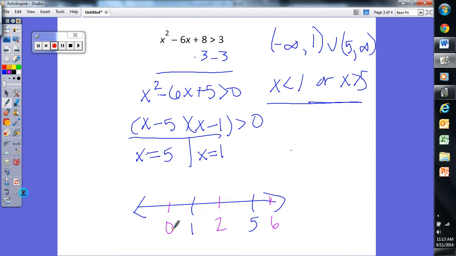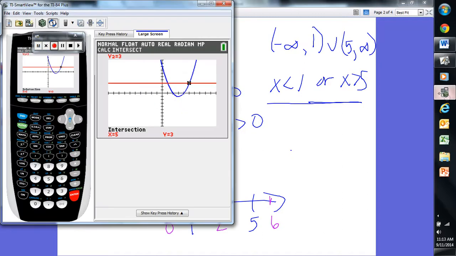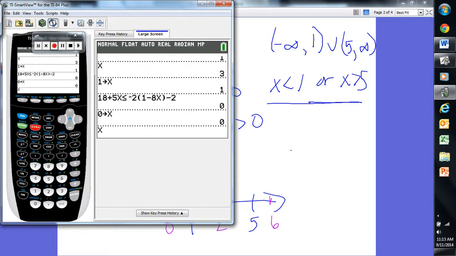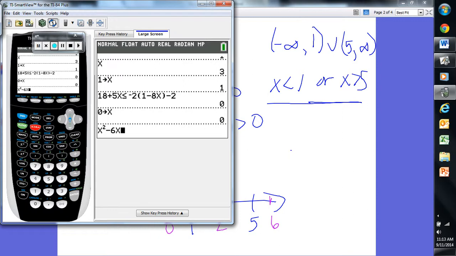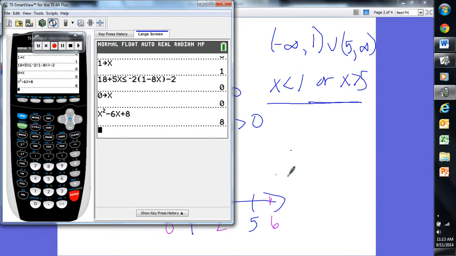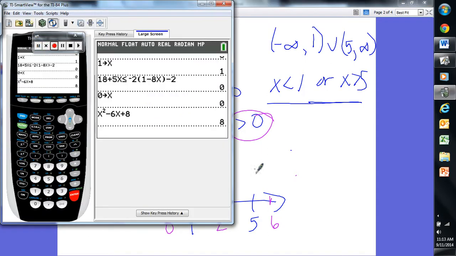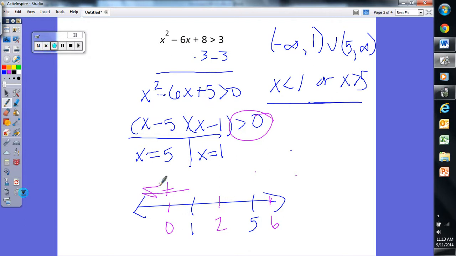So if I plug in 0, now I could do 0 stow x if I wanted to. 0 stow x, enter, and I'm looking at x squared minus 6x plus 8, and that's positive. So this is positive, which is greater than 0, which is what we want. Oops, sorry. I need it to be greater than 3 because I typed in this function. If I had typed in this function, I would have looked for greater than 0. But I'm looking for greater than 3. 8 is greater than 3, so it's still true. So everything to the left of 1 is true. So I know that x is less than 1 is one of my possible solutions.